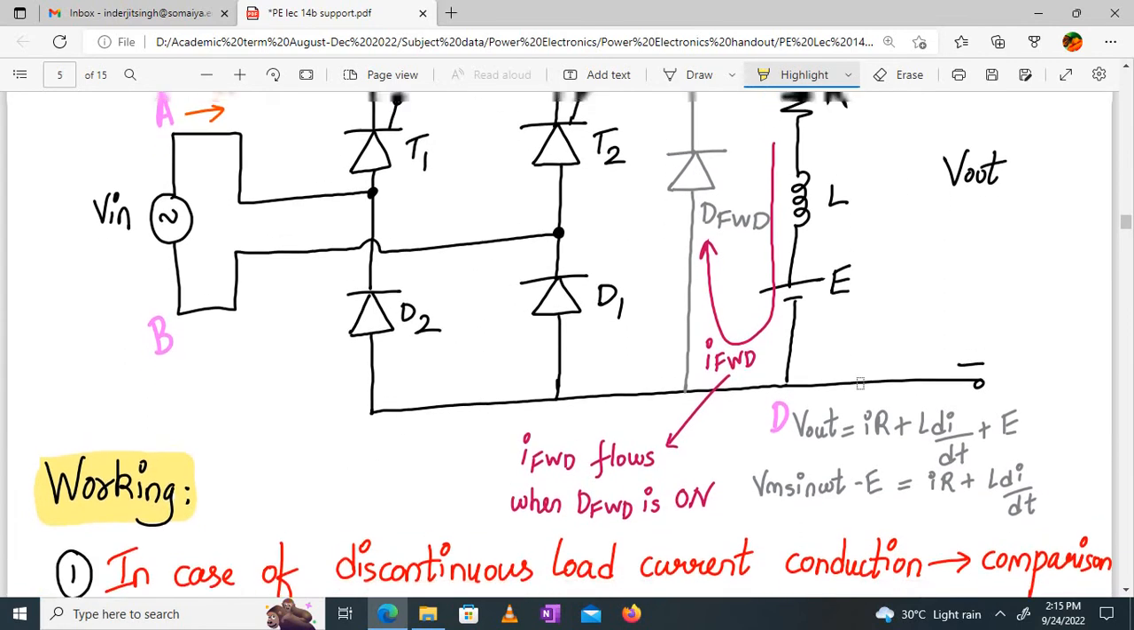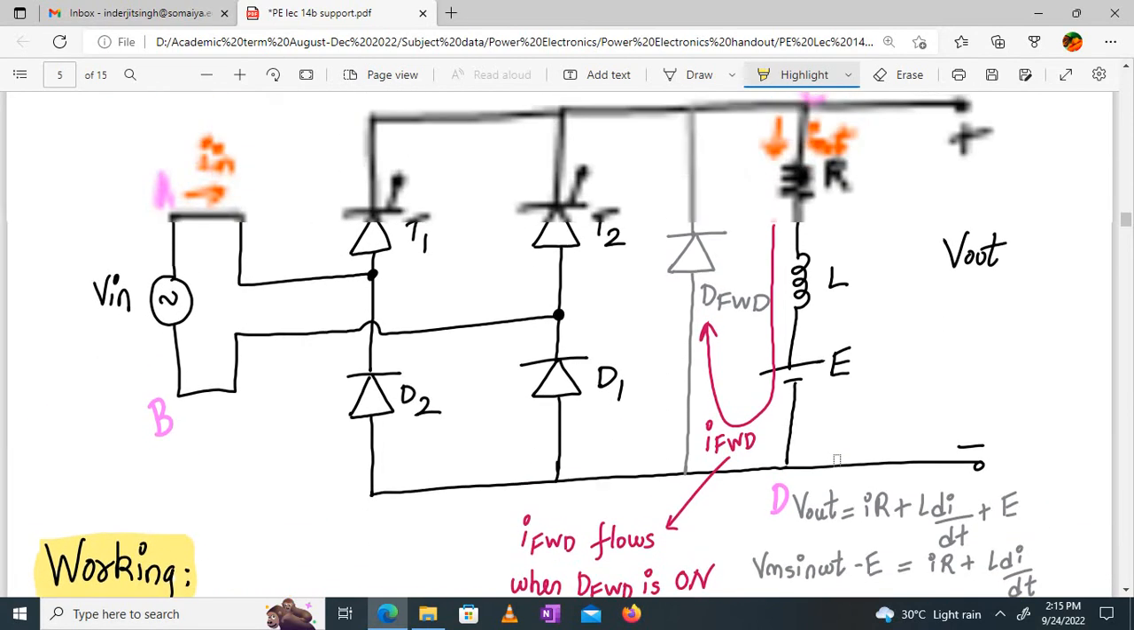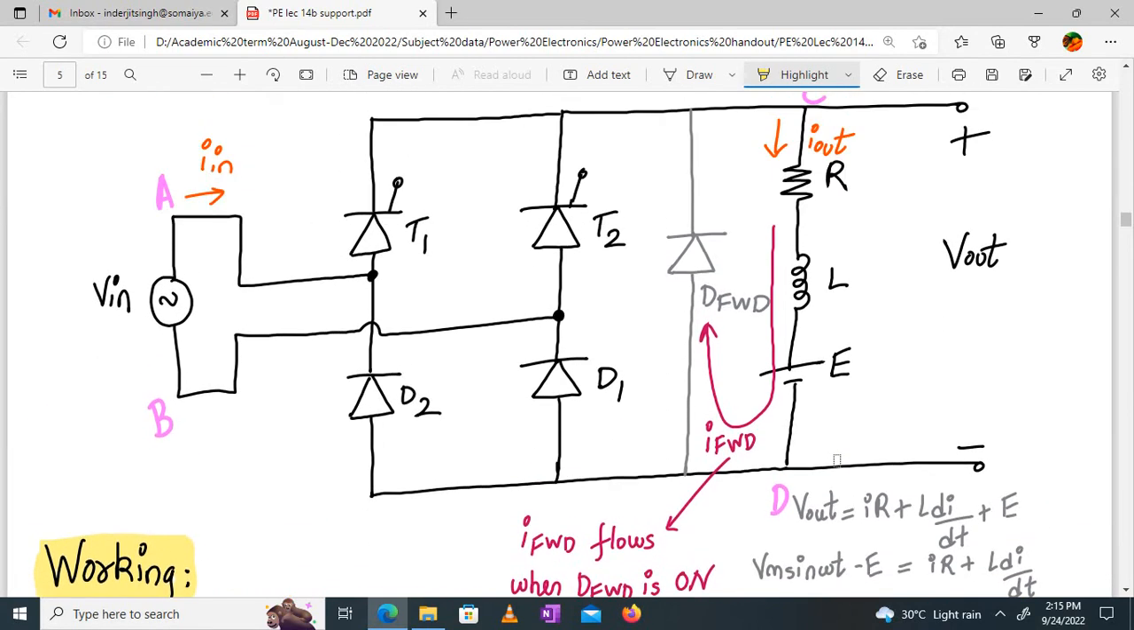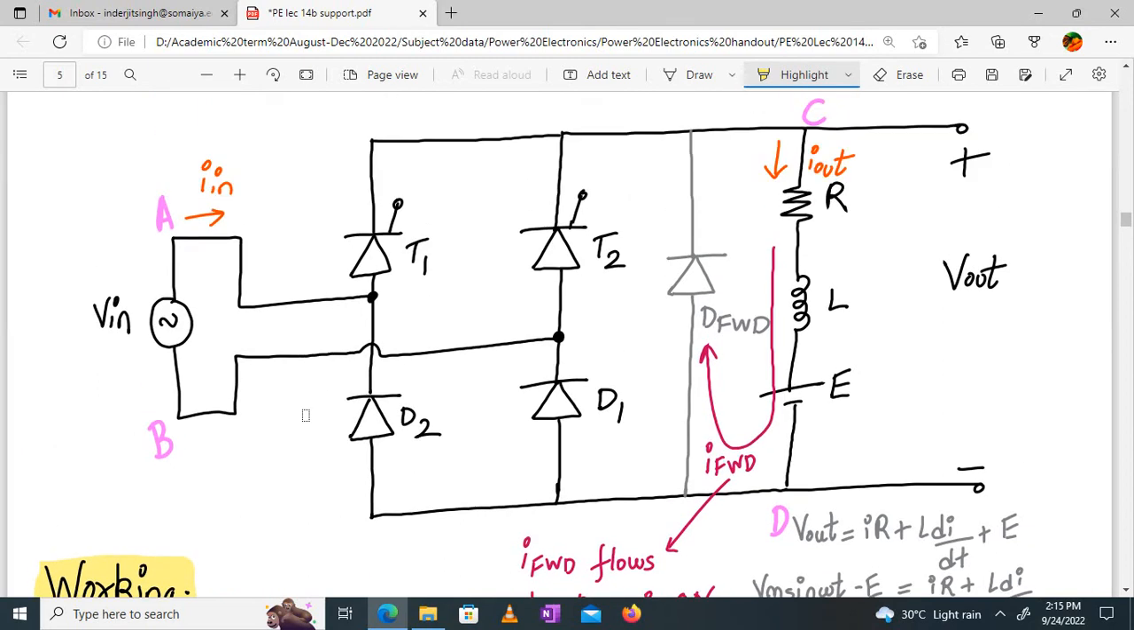Now, collectively, my output is equal to I into R, that is the current into resistance, plus L di by dt, plus E. So if any SCR and diode combination is on, my output will be following the input. In this case, Vm sin omega t will be the output. So Vm sin omega t minus E will be equal to IR plus L di by dt. This is the equation which will govern the working of the circuit.